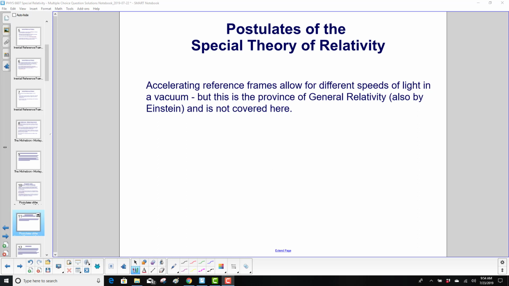What if you are not in an inertial reference frame? That means your reference frame is accelerating. That does allow for different speeds of light in a vacuum, but that's general relativity, also by Albert Einstein, and is not covered here.